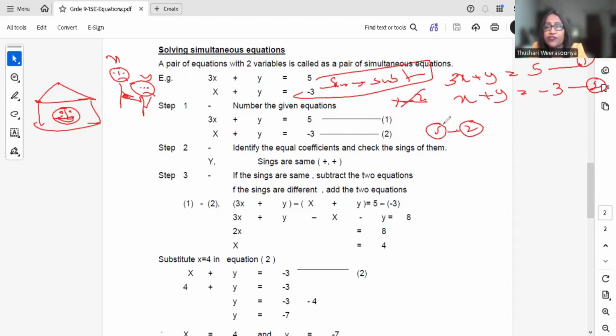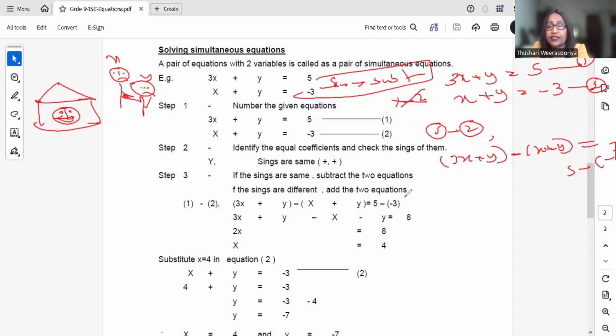To show the equation, we circle the number: 1 minus 2. We'll see how to get that. Okay, I'm going to subtract the two equations. 3x plus y. For this, when you mark the equation, you get 1 mark. When you write this, you get 1 mark. Right? Put the brackets. Where to put the brackets? Minus x plus y equals, you write on this side, 5 minus 3.